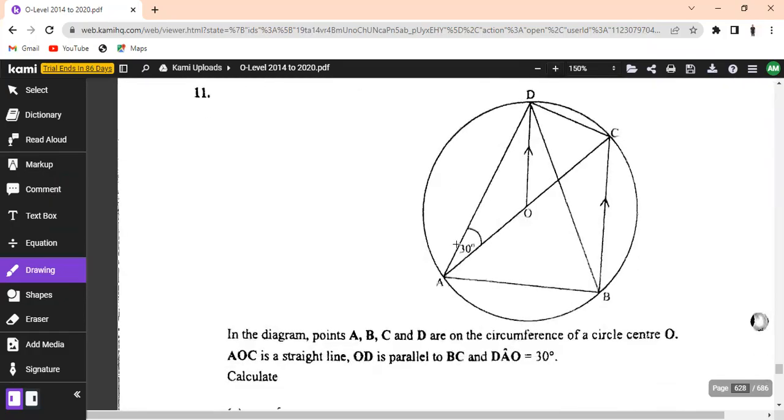On number 11, we're given a circle geometry, and this angle here is 30 degrees. That's what we had.